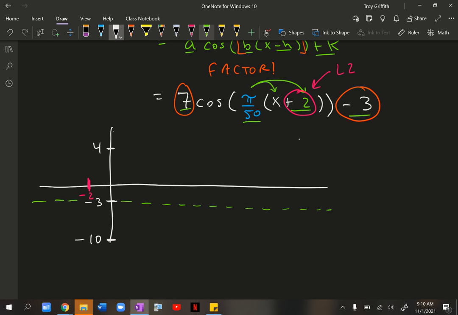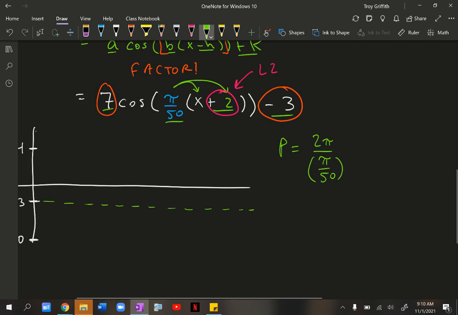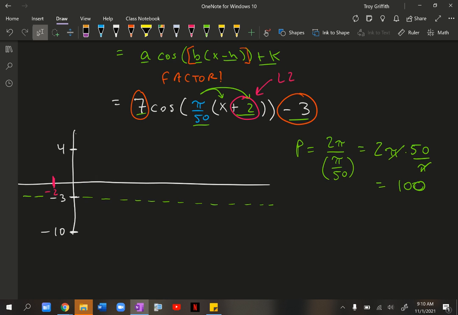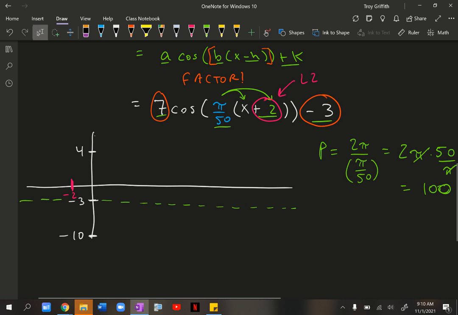From here, I can start doing some calculations. So let's try it. The length of a period would be 2 pi divided by pi over 50. 2 pi times, when I divide by a fraction, it's the same as multiplying by the reciprocal. When I'm done here, 2 times 50 is 100.